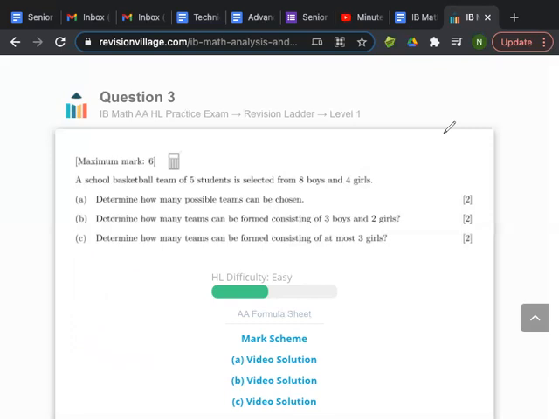How does that question differ? Because permutations matter, right? Right. So how many combinations of 3 boys and 2 girls? How would I find that?